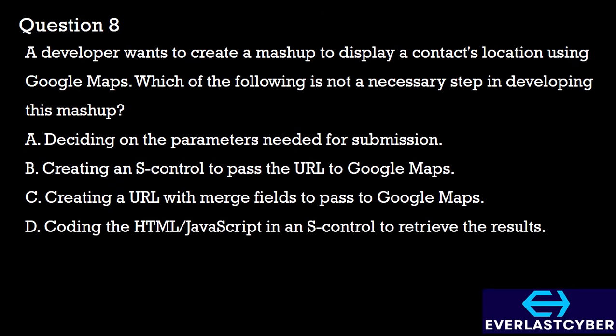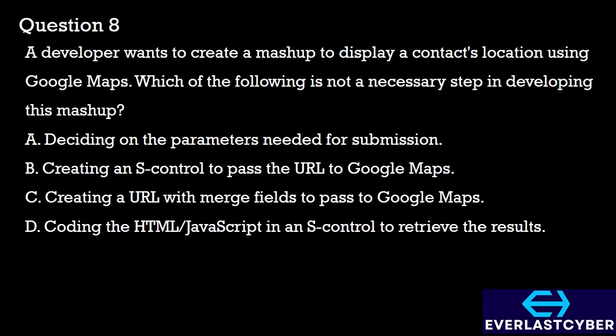Question 8. A developer wants to create a mashup to display a contact's location using Google Maps. Which of the following is a necessary step in developing this mashup? A. Deciding on the parameters needed for submission. B. Creating an S control to pass the URL to Google Maps. C. Creating a URL with merge fields to pass to Google Maps. D. Coding the HTML JavaScript in an S control to retrieve the results.